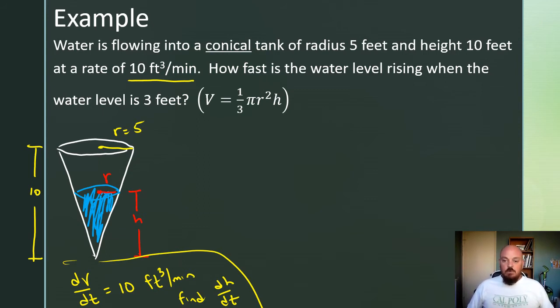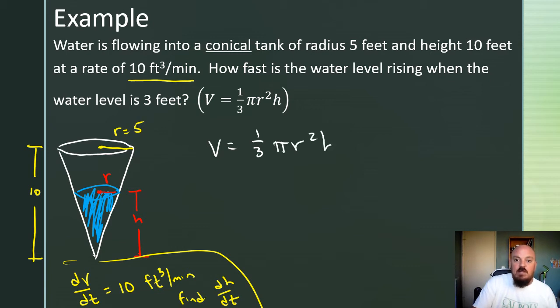So those are the only rates in the question. I was given one and asked to find dH/dt, asked to find another. So what I need is an equation that relates V and H. Now I gave you the equation. It's right there in parentheses. It's volume equals 1/3 pi r squared h.